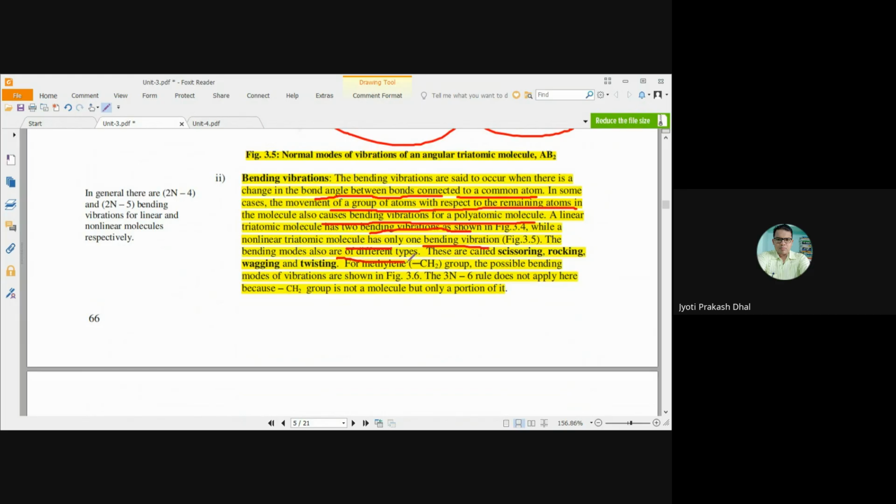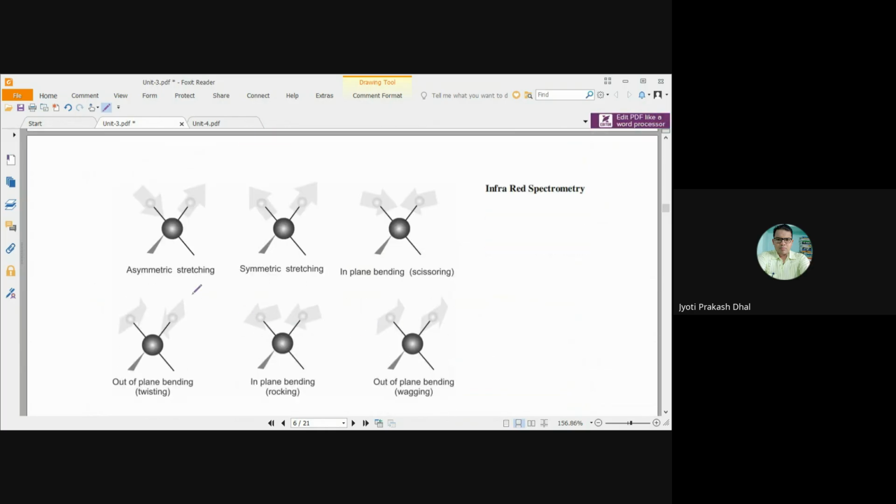And this bending vibration is again subdivided into four types: scissoring, rocking, wagging, and twisting. That means four types of bending vibrations are possible for a non-linear molecule. So here we will discuss what is scissoring.